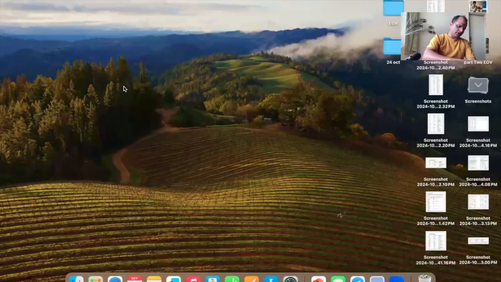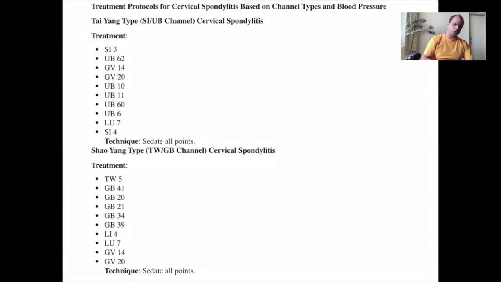So ultimately, there are many points here. Around the DU20, we have UB6. हमारे DU20 के पास UB6 है. Okay. That is also a very good point for neck pain. Ultimately, this protocol will work if the pain is in the SI meridian. Yes, right. SI4 will work if the pain is in the SI meridian, but it will also work if the pain is in the urinary bladder meridian. So there are many different pains.